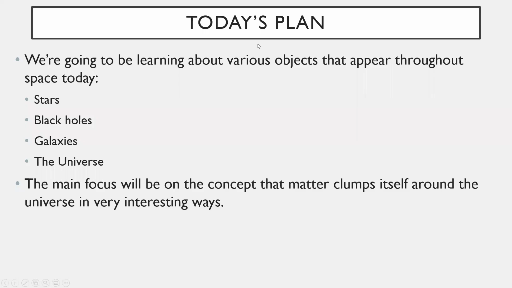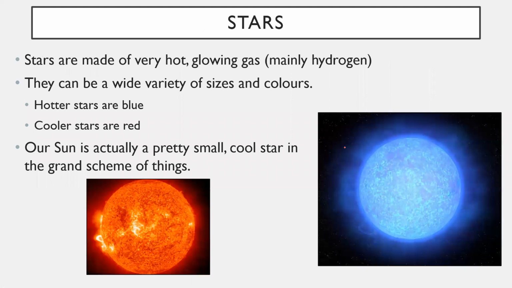We're going to be learning about various objects that appear throughout space today. We're going to talk about stars, black holes, galaxies, and the universe as a whole. So again, that's focusing on how matter throughout the entire universe is clumped into certain sections, whether it's stars, black holes, galaxies, or just the universe as a whole. Awesome. We're ready to roll.